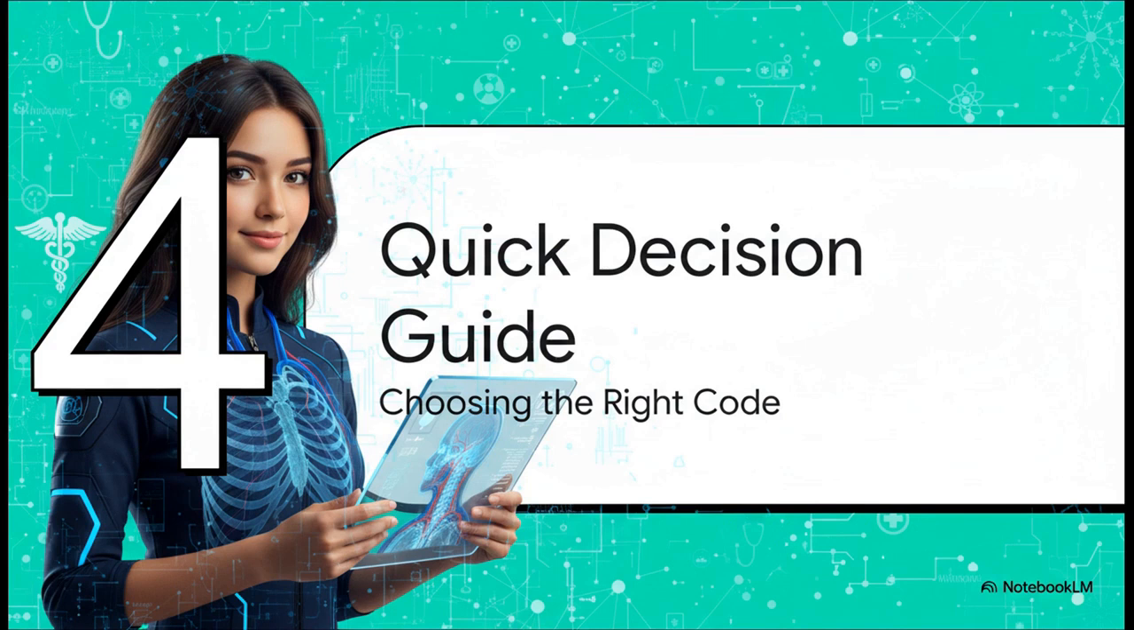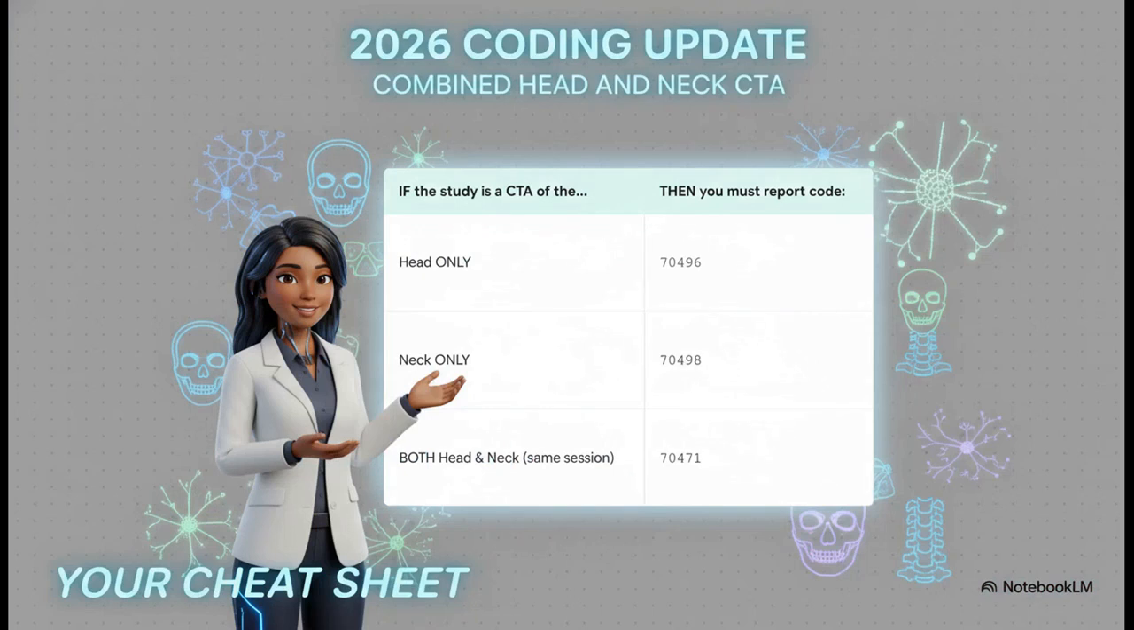All right, let's wrap all this up into a simple, practical guide. Something you can use to make the right coding choice every single time, without even thinking about it. This is it. This is your cheat sheet for 2026. It really is this simple. Was the study for the head only? Boom, you use 70496. Was it for the neck only? That's 70498. But if it was for both the head and the neck and they were done during the same encounter, then you have to use the new code, 70471. That is the logic you need to apply from now on.